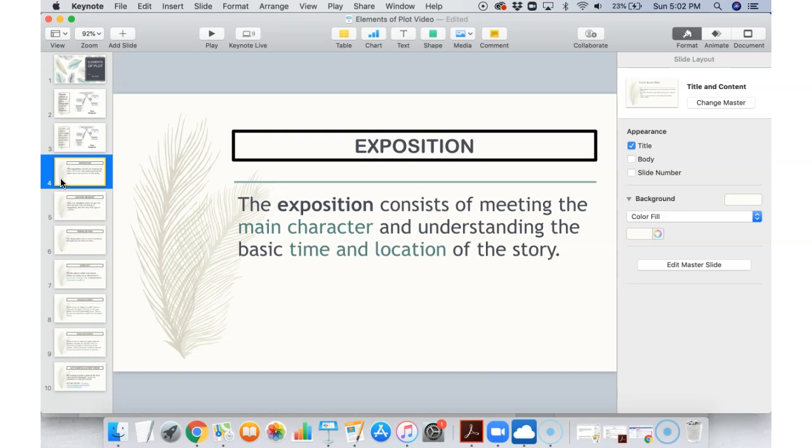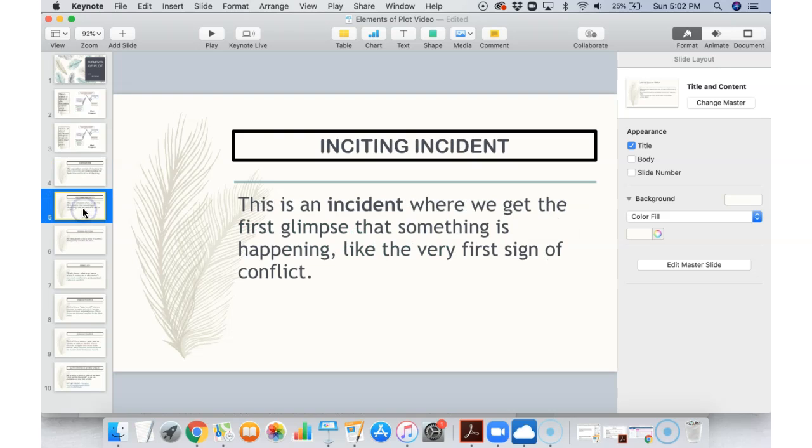You may be lucky enough to get an actual city or state, or it could be more like, is it a country setting? Is it a fairy tale setting? Is it a science fiction type setting, right? City setting, something like that, beach setting. So that's the exposition. Okay, then we've got a little something called the inciting incident.